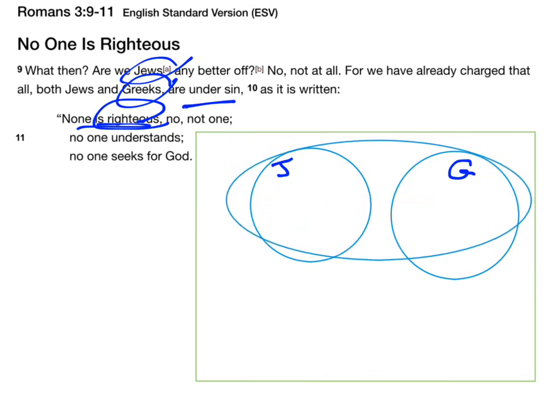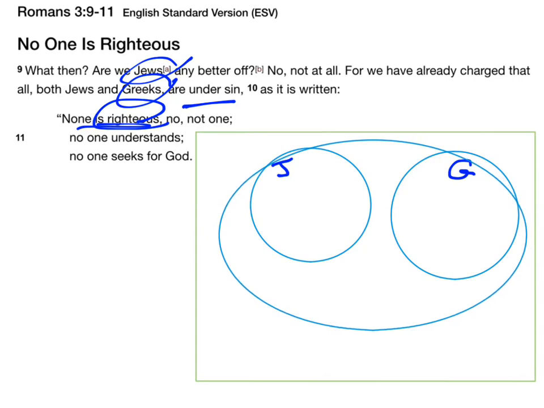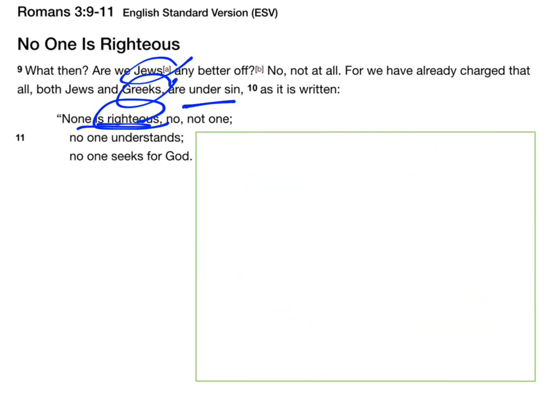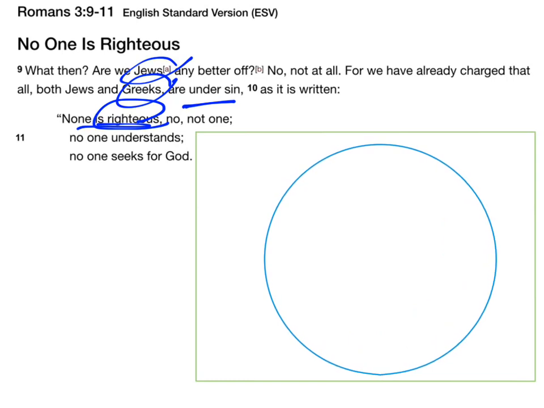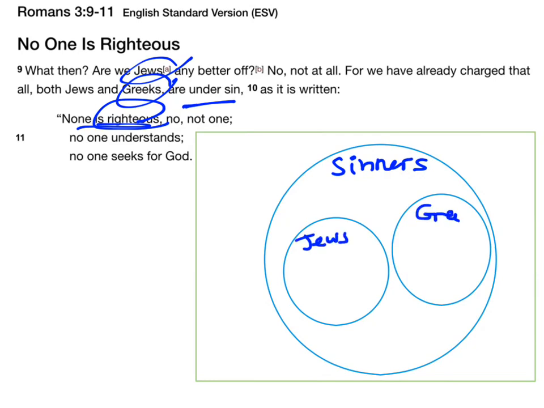So in that case, we would have, let's see if I can do this. It might be more of an oval than a circle. No, let me redo this one. Okay, so let's do a circle for sinners first. And then we know that Jews and Greeks are both subsets of those people. Okay, so I'll fill those in. And let's keep those disjoint. Okay, and then we would still have people as well.